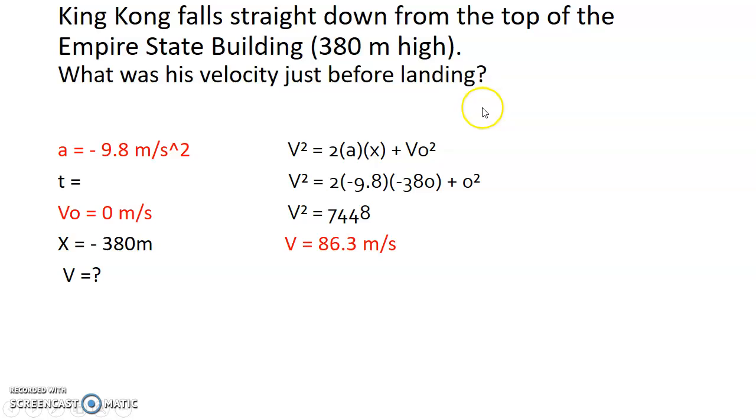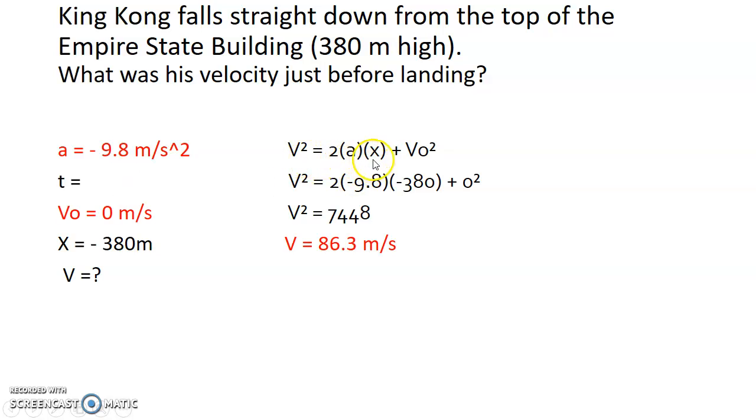What was his velocity just before landing? Okay, so now we know our v0 is still 0. Our acceleration is negative 9.8 meters per second squared. Those don't change. Our x is negative 380 meters. I want to know my final velocity. This time I don't have time. Okay, don't use what you solved for if you can help it.